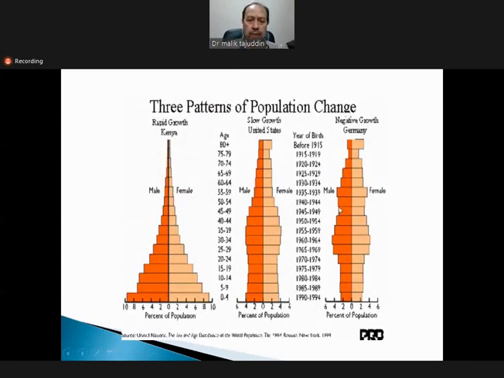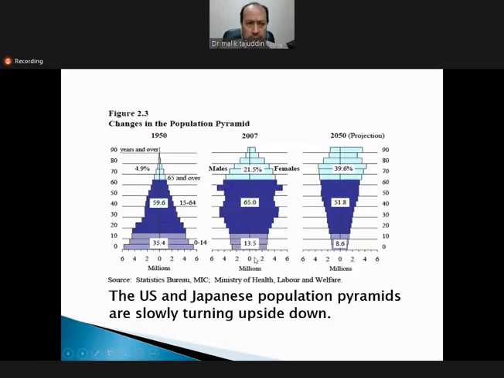Now you see the three population pyramids. The population pyramid of zero growth rate is Germany. The population pyramid of slow growth rate is like the United States, and the population pyramid of high birth rates is, for example, Kenya or Pakistan. There is a very major difference between all of them.